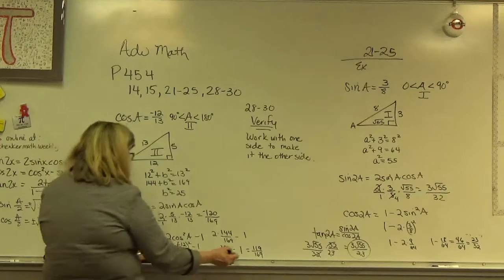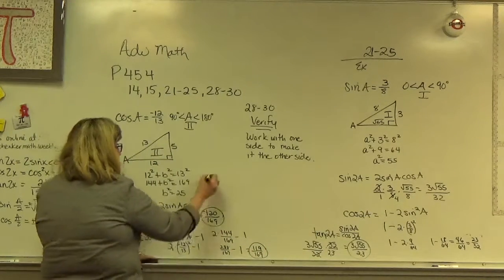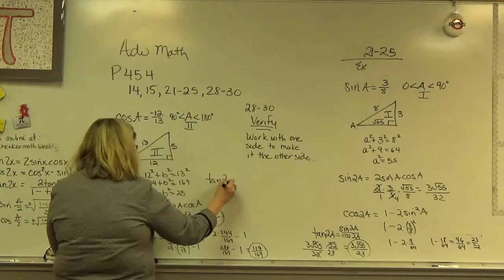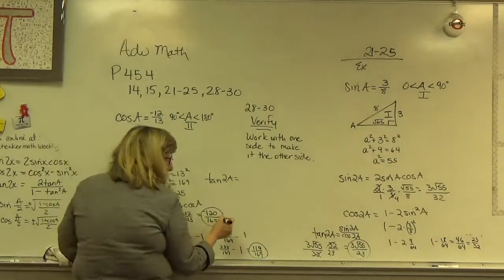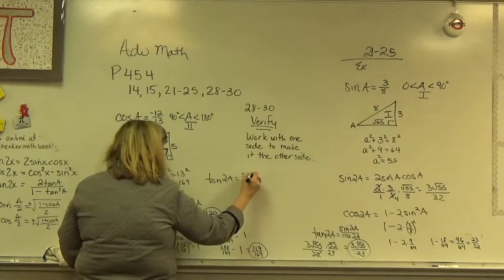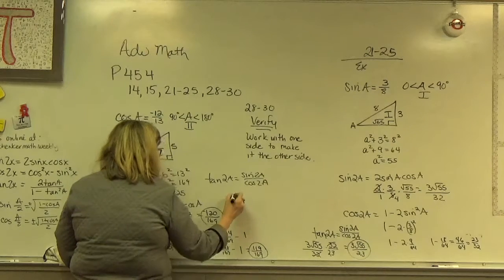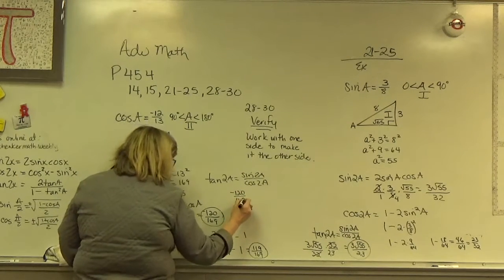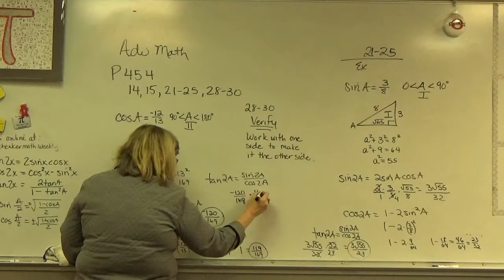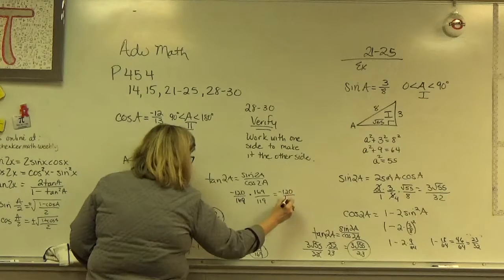Now, this is the answer for cosine. This was the answer for sine. What would I do to find the answer for tangent? Divide the sine by the cosine. So that would be a negative 120 over 169, times 169 over 119, when you divide, you invert and multiply. And the answer is a negative 120 over 119.